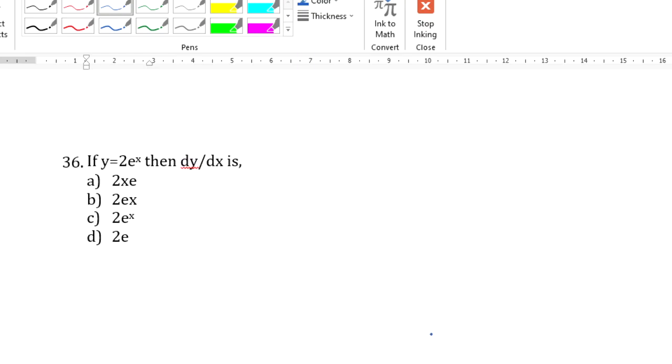2 into e raised to x. Again the same thing. It is c into f of x. So what is the derivative of c into f of x? It is c into dy dx of f of x. So it is nothing but 2 into dy dx of e raised to x, which is e raised to x. So answer C is the right answer. Moving on to the next question.